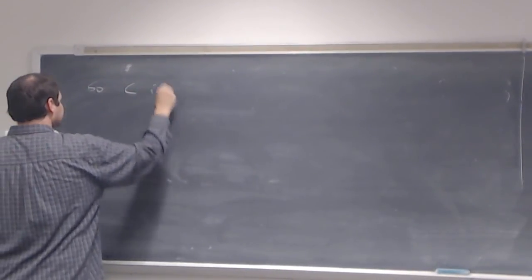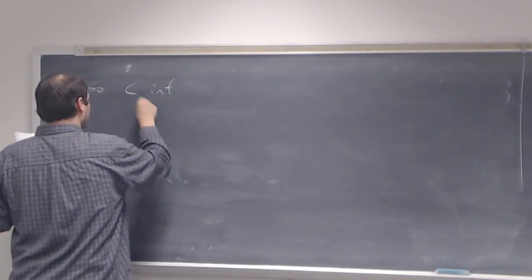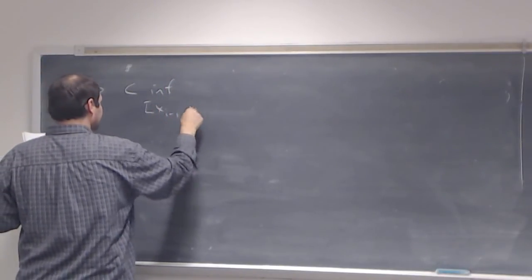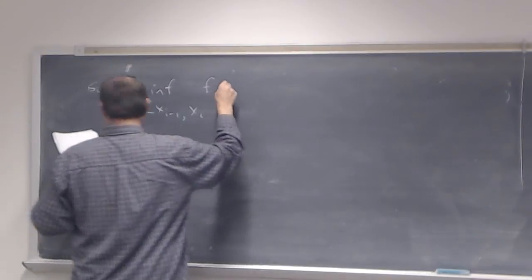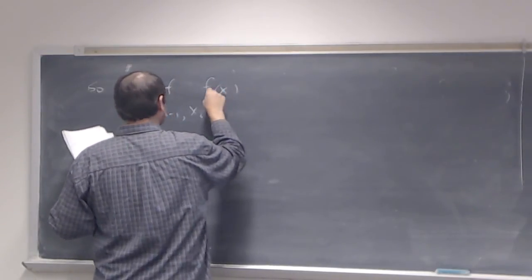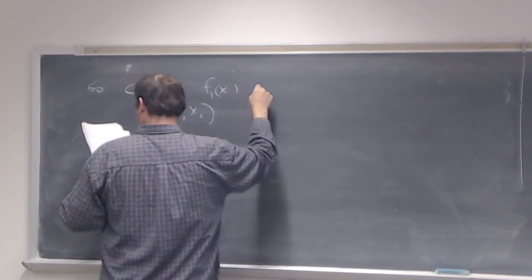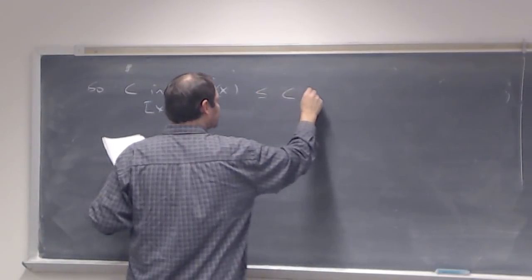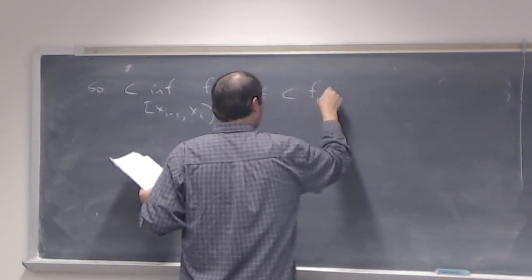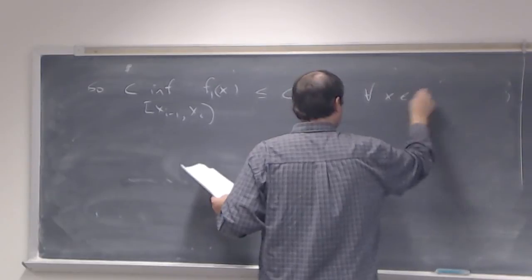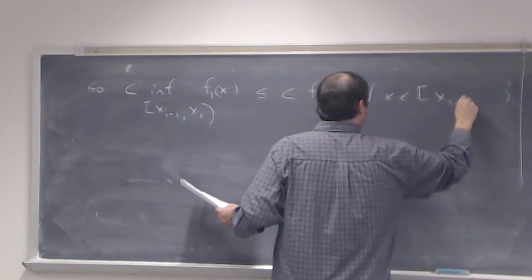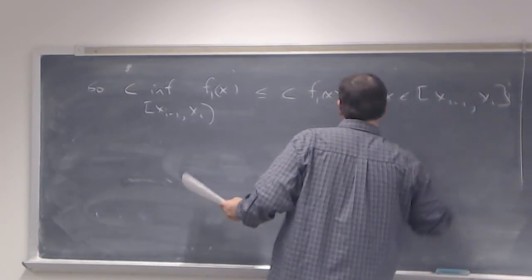Namely, C times the infimum over the x_{i-1} up to x_i of f_1(x) is going to be less than or equal to C times f_1(x), and that's true for all x in [x_{i-1}, x_i].